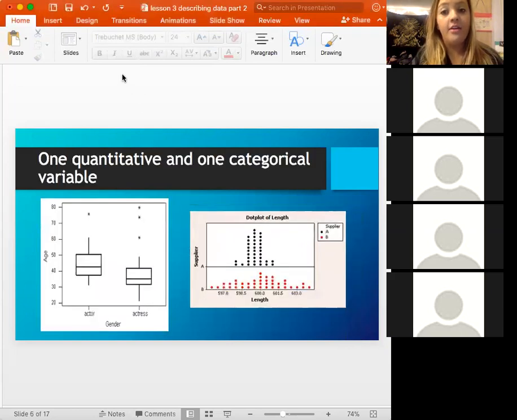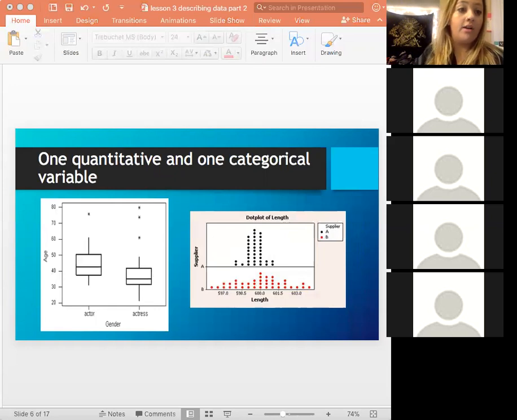All right. Okay, so then if we want to display one quantitative and one categorical, we are able to do that through these two different displays. So we do have our box plot, side-by-side box plot. And our side-by-side box plot is what we have here. So I'll show you. What kind of variable is gender? Is that categorical or quantitative?